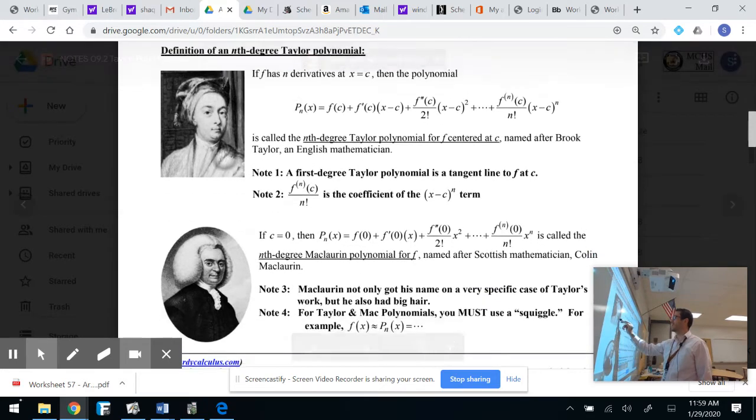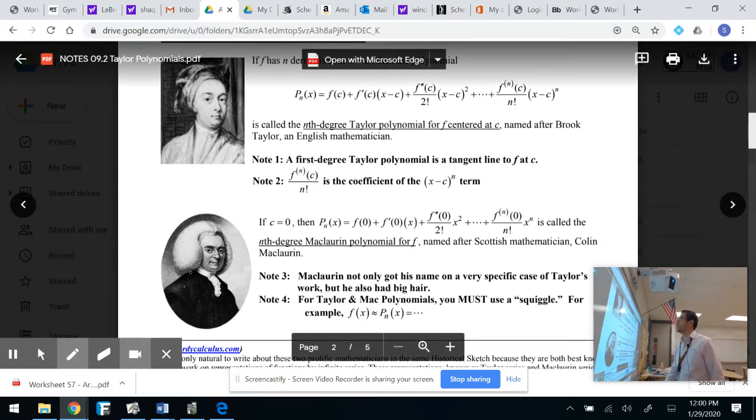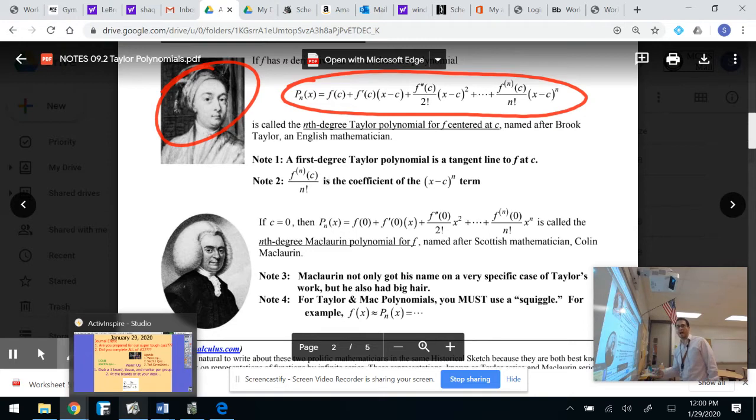Oh, dude, a couple cool people right here. We've got Brook Taylor. Brook Taylor is this young man right here, and he was a mathematician that discovered this crazy little formula for a polynomial. And it does a great job of approximating actual function values.